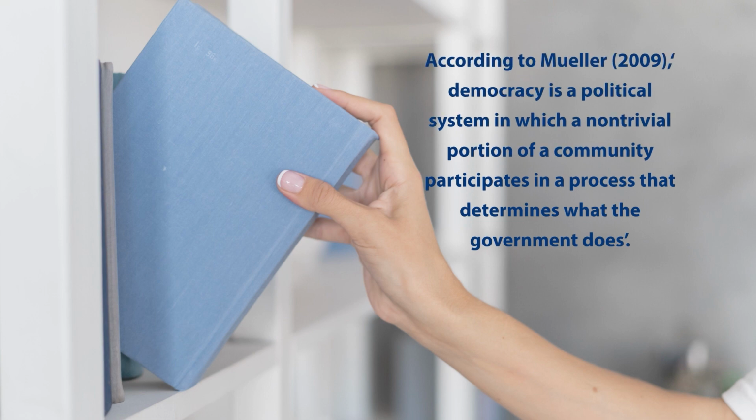Let us see a few definitions of democracy. According to Mueller, in the year 2009, democracy is a political system in which a non-trivial portion of a community participates in a process that determines what the government does. Non-trivial portion of community means a significant, an important portion of the community. They participate in the process which determines what the government does.